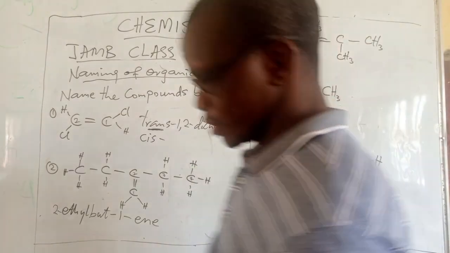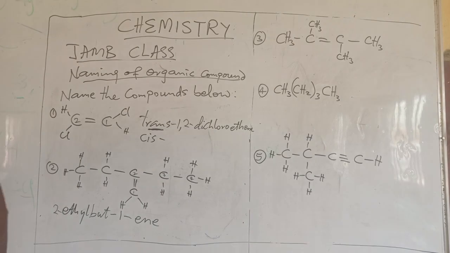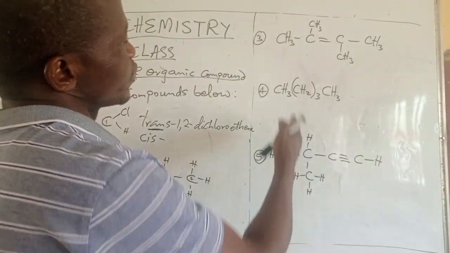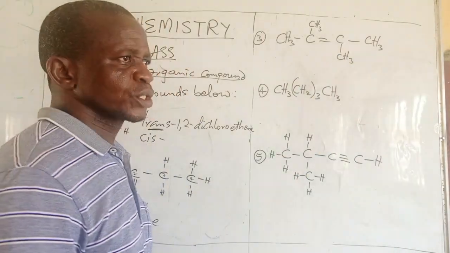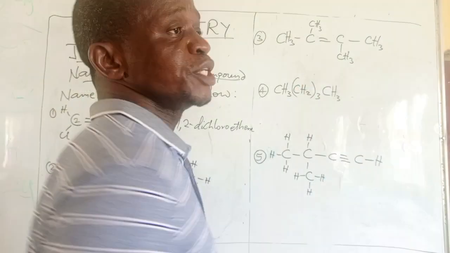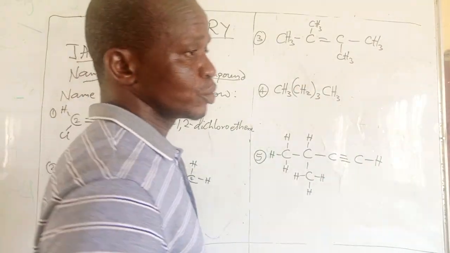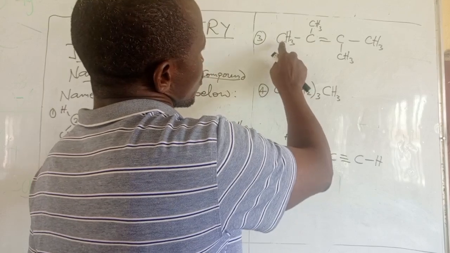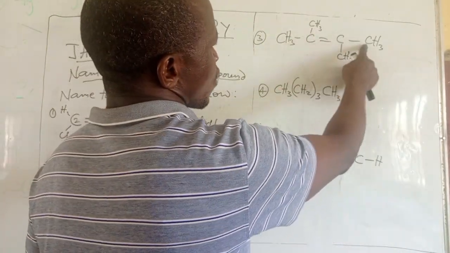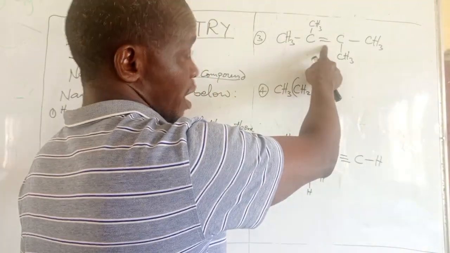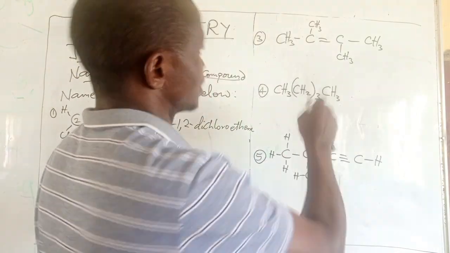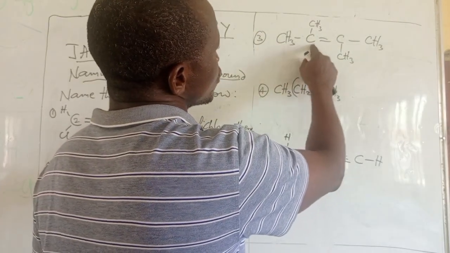Now let's move down to number 3. Okay, number 3. You now have this. You check the longest chain first. Still remember that the double bond must be in the chain you are going to count. So if I count 1, 2, 3, I'm wrong because the double bond is not there. If I count 1, 2, 3, 4, I'm correct because the double bond is there. But is it the longest? Check. If it is not the longest, look for the one that is longer than that. Now I go again. 1, 2, 3, 4.